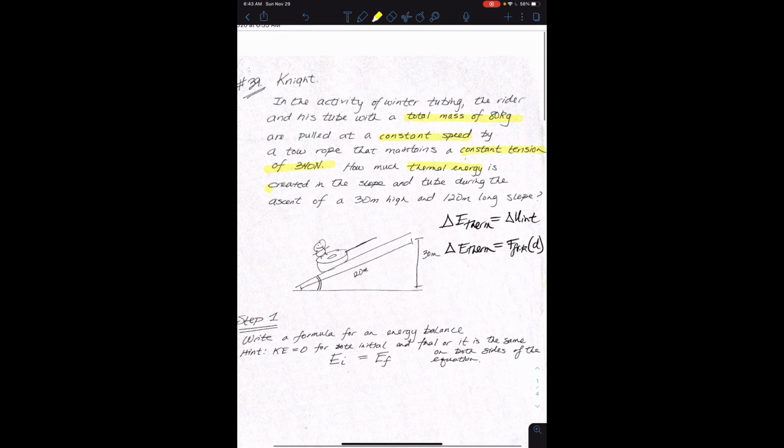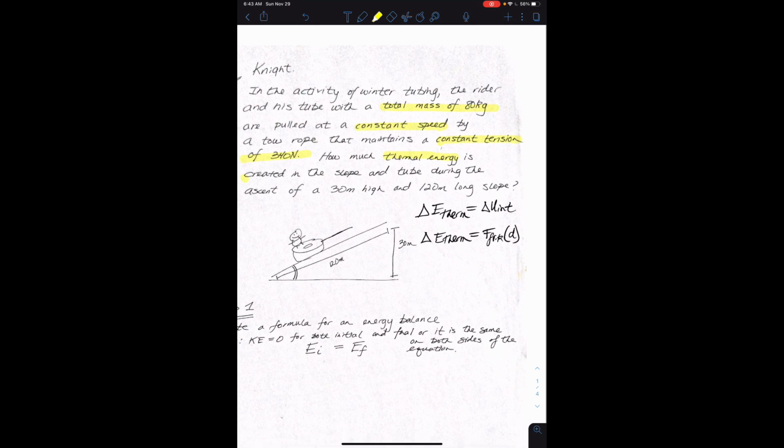How much thermal energy is created in the slope and tube during the ascent of a 30-meter high hill, in a 120-meter long slope? So a quick sketch here. We can see that this 120 meters is going to be the distance that we're traveling and generating this force friction. So this is going to be our value for D.